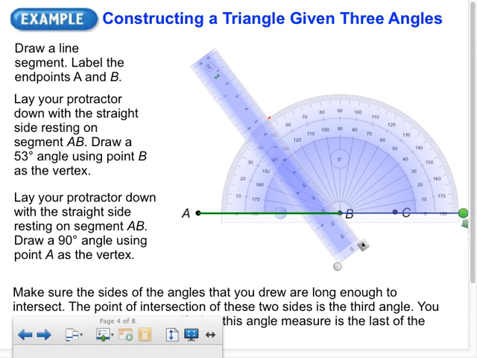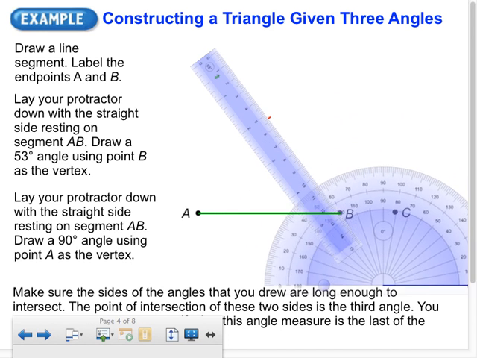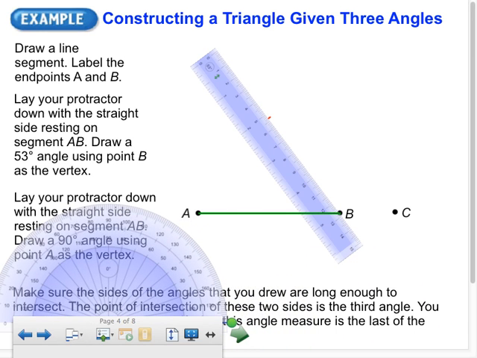All right, now that I have 53 degrees marked off, I'm going to move my protractor out of the way. I'm going to go ahead and draw my line. Oops, didn't work this time. All right.